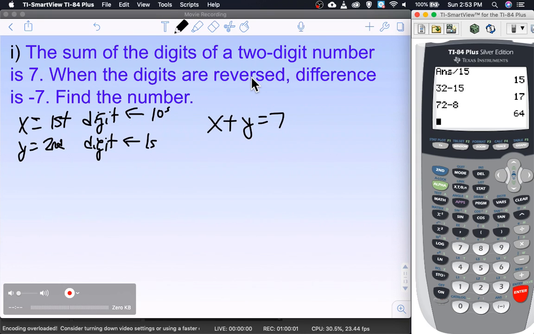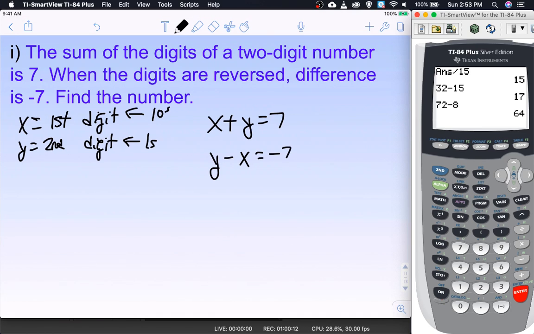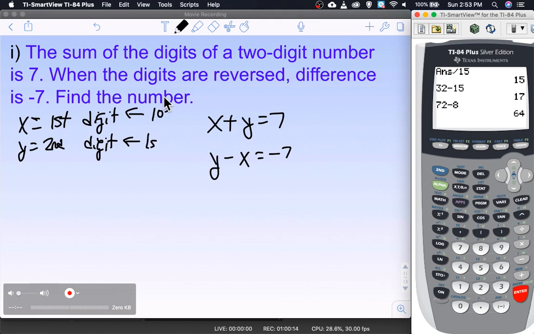When the digits are reversed, like that, the difference is negative 7. Find the number. I want to find that original two-digit number.